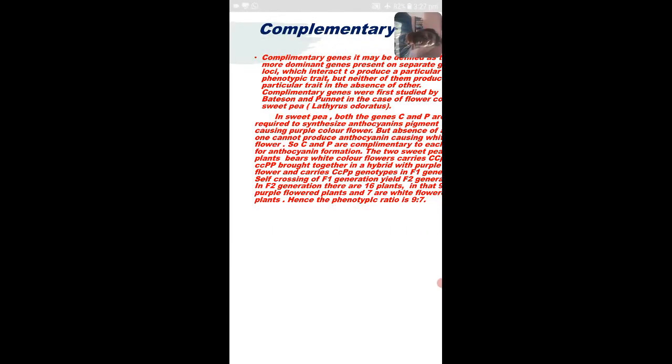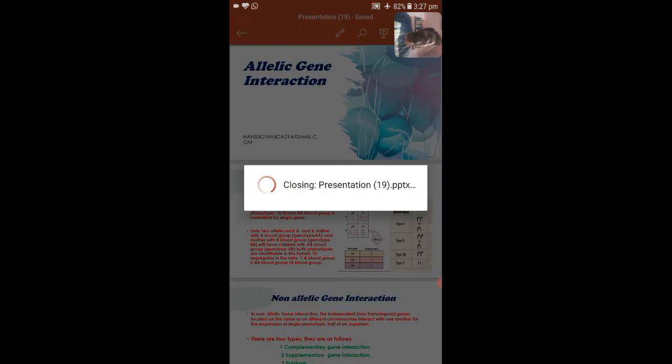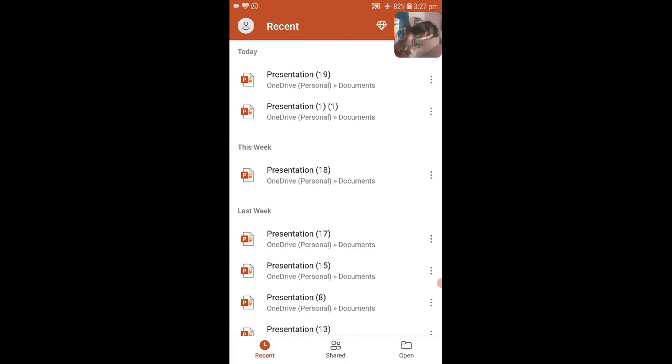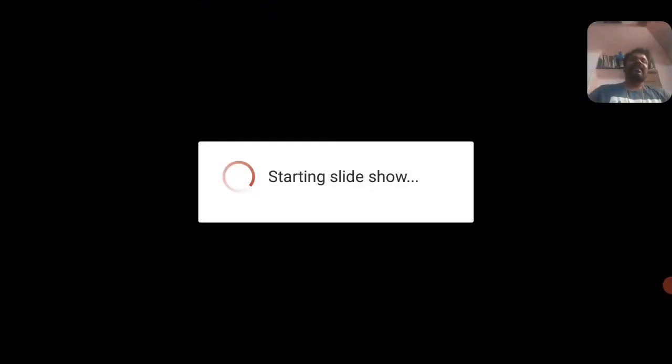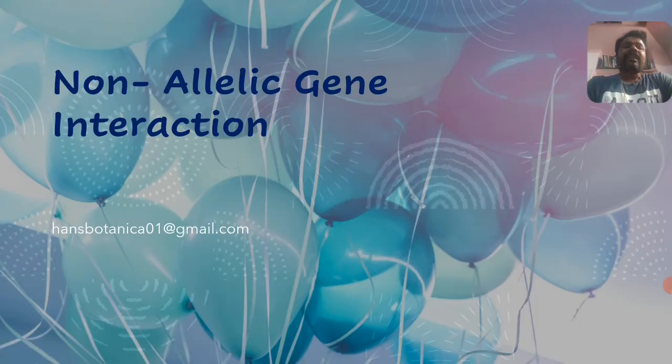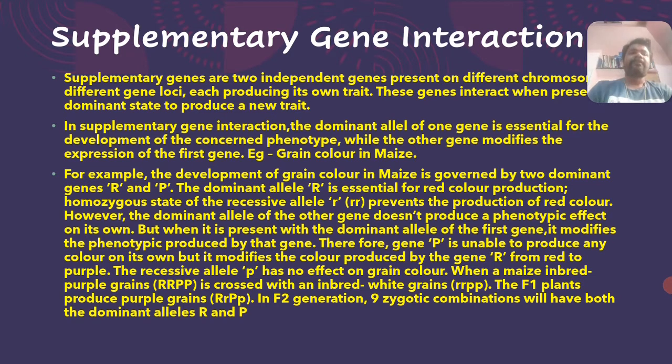Then we go to another example of non-allelic gene interaction, that is supplementary gene interaction. For your syllabus there are three examples of non-allelic gene interaction: complementary gene interaction, supplementary gene interaction, and epistasis. In epistasis there are two types, dominant and recessive epistasis. Let us study the second one, supplementary gene interaction.